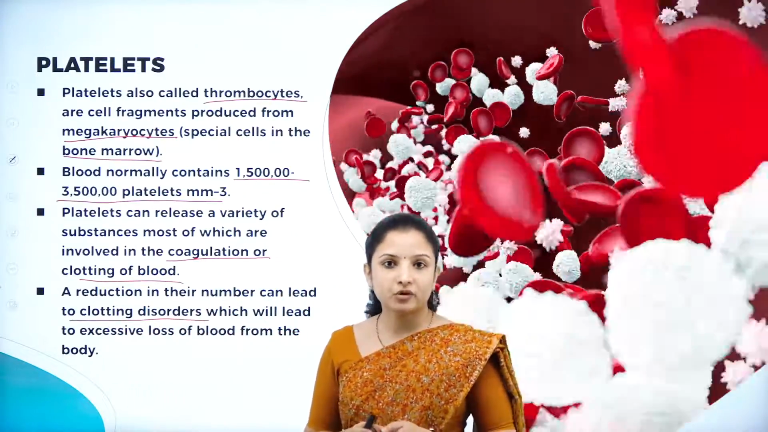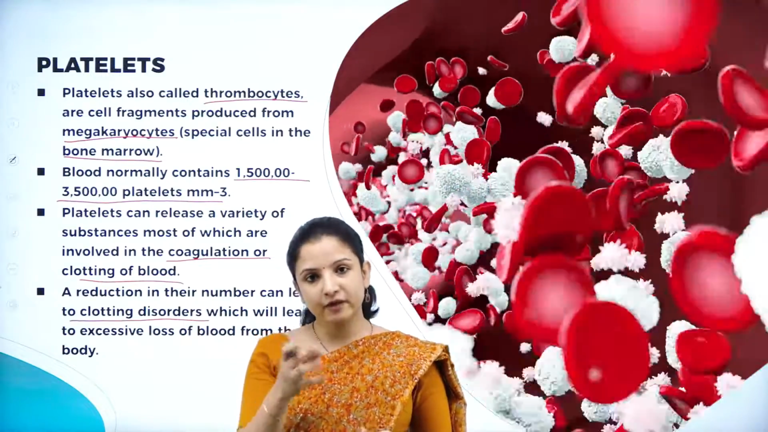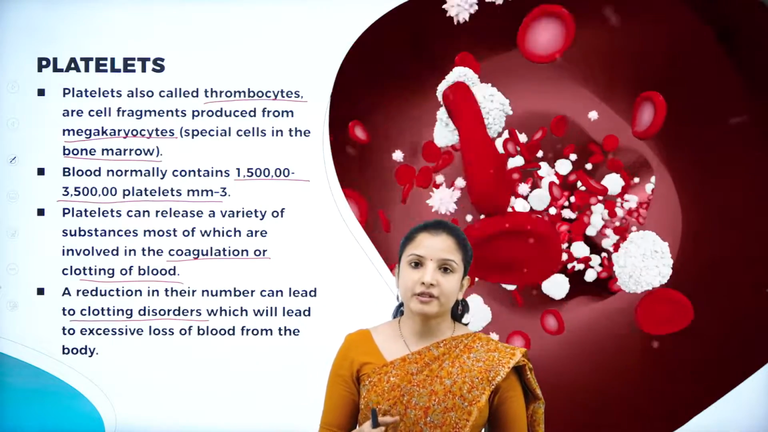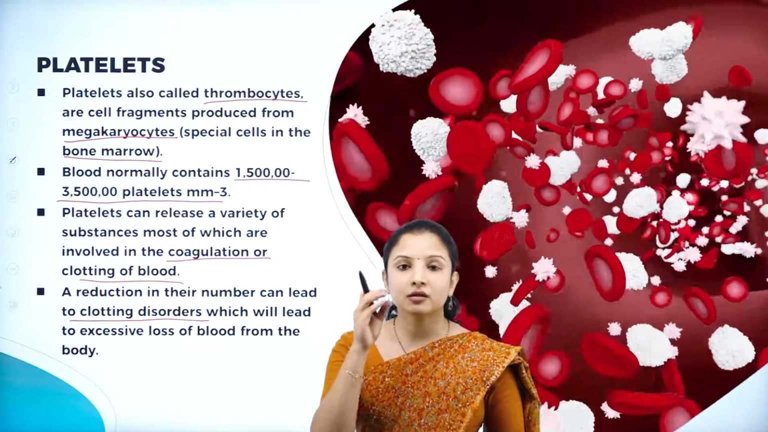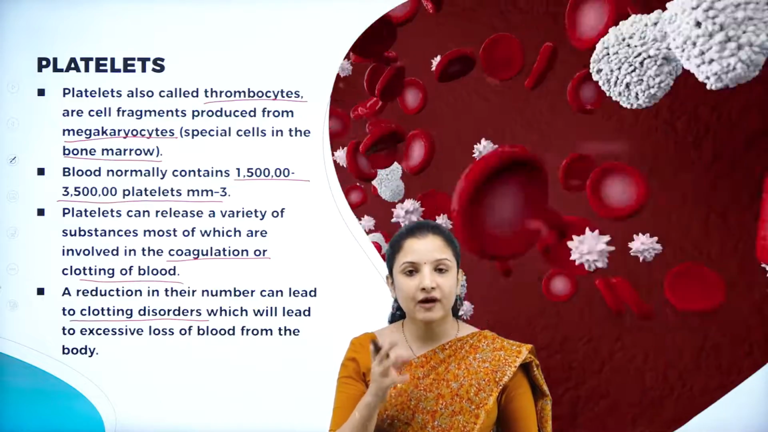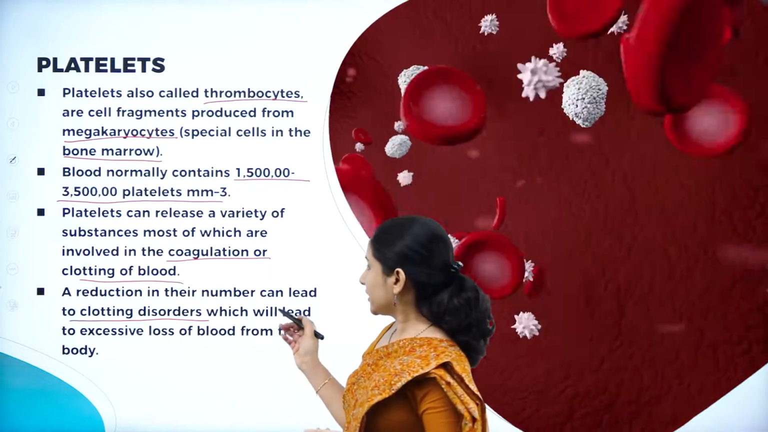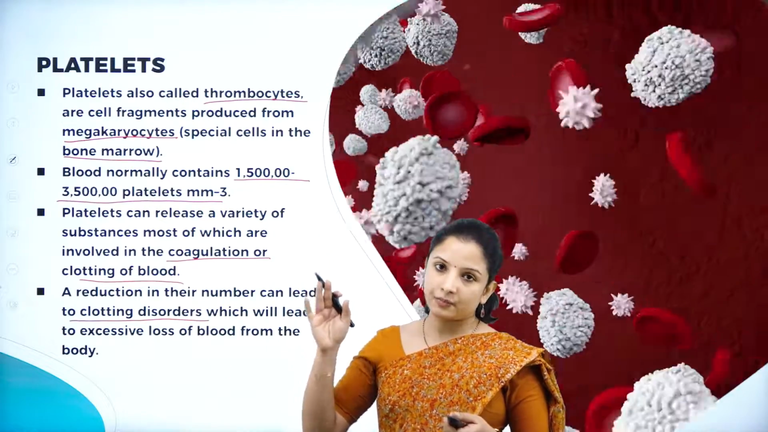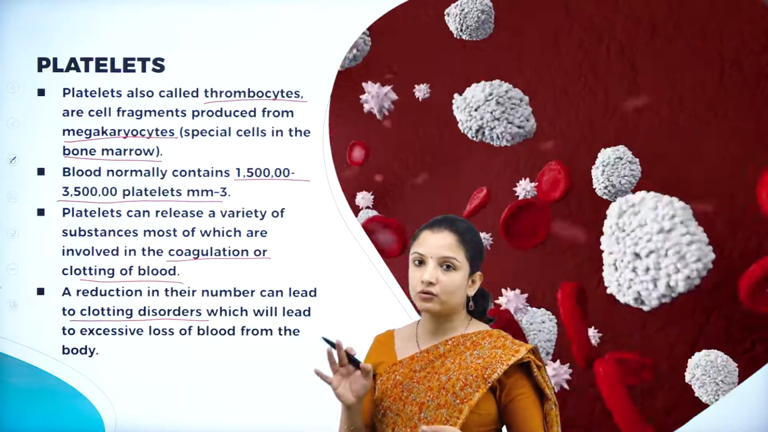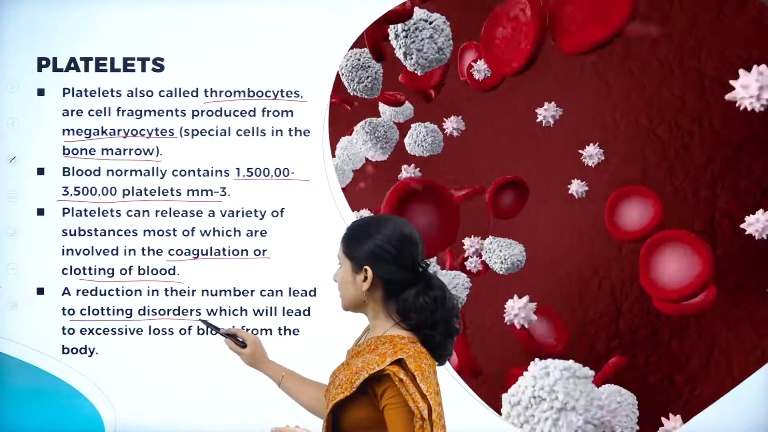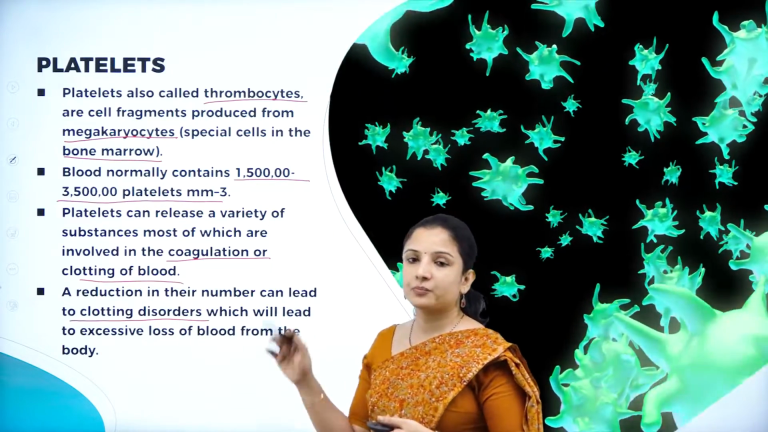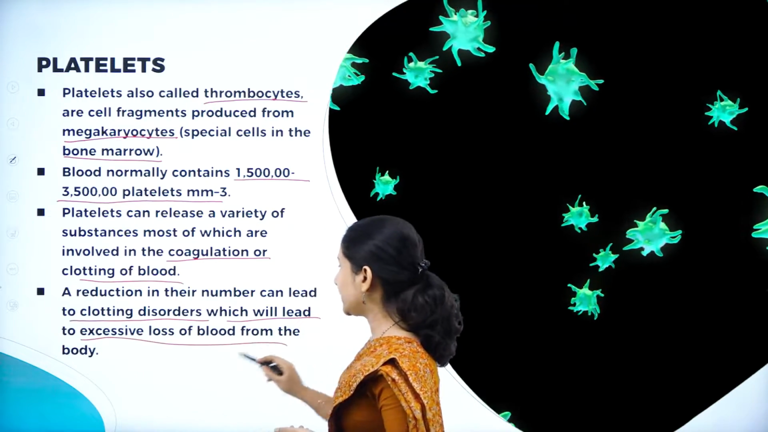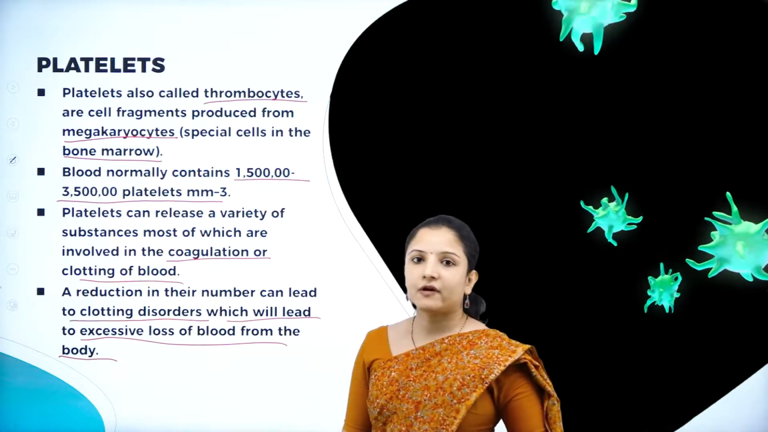We all have heard about hemophilia, right? A hemophilic person actually produces very little amount of platelets in the blood. So that is why the clotting of the blood doesn't occur very fast in such a person. Therefore, clotting of the blood is very, very important, and that is done by platelets. Platelets play a major role in clotting, and if the person has a clotting disorder, it will lead to excessive loss of blood from the body. So that is the main function of the platelet.